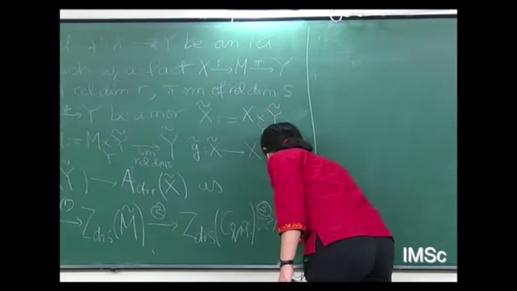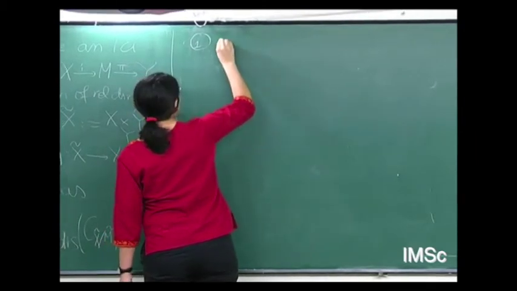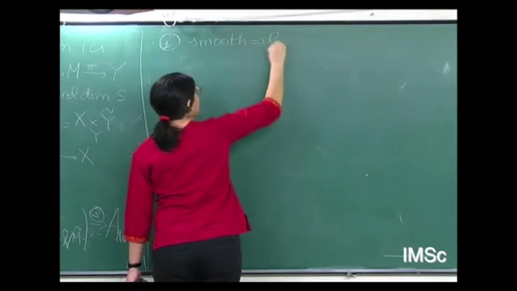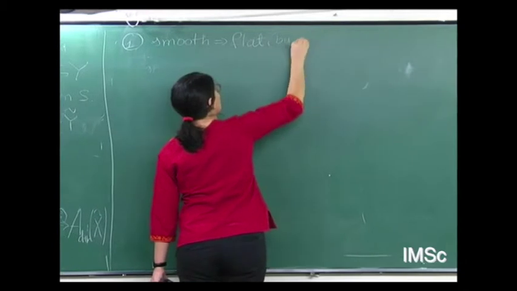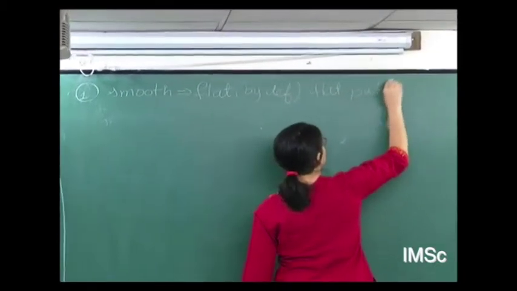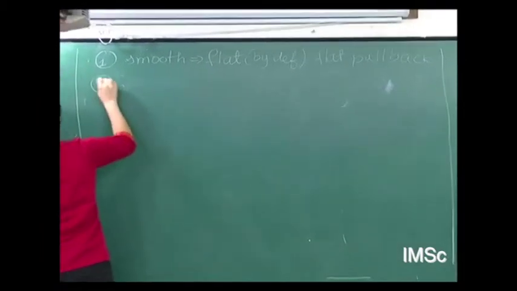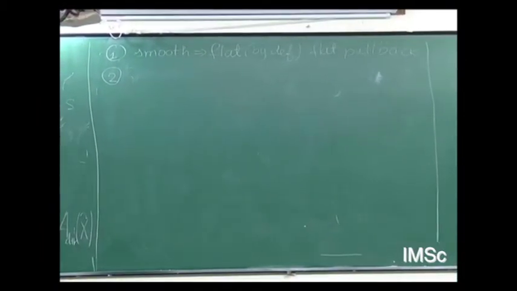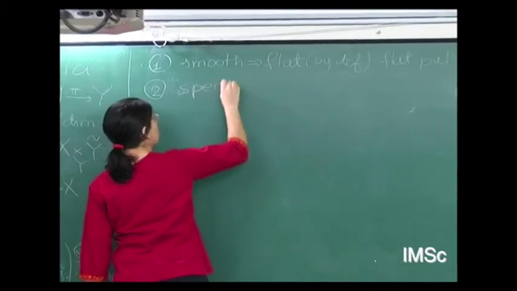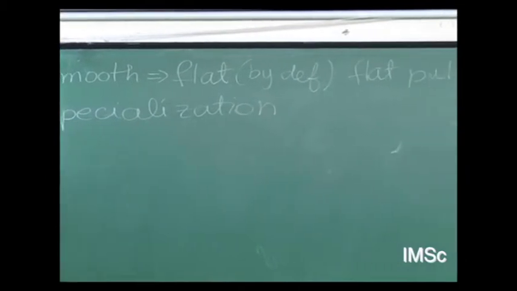Sorry, yes. Thank you. So step one is just a flat pullback. Smooth implies flat, but basically by definition. And so I just take the flat pullback. And step two is the degeneration, what is called the specialization, and the specialization goes as follows.